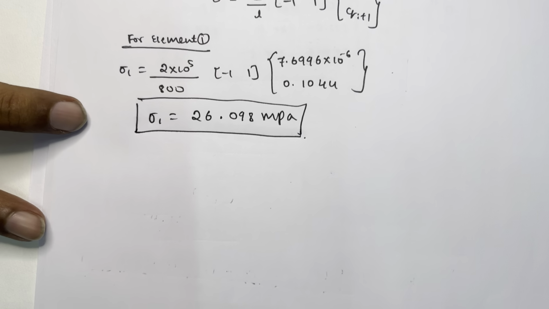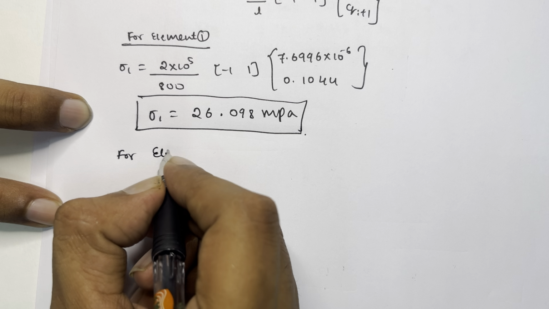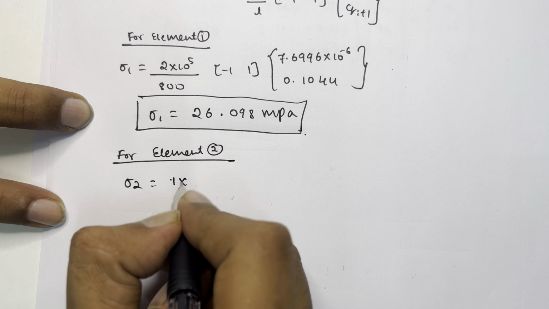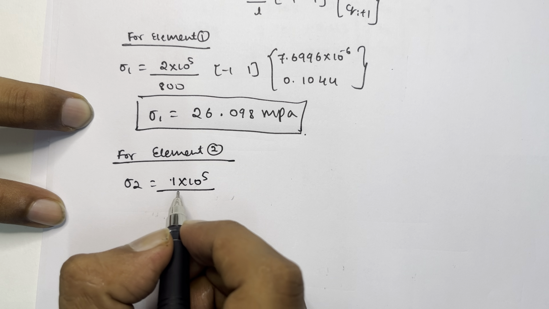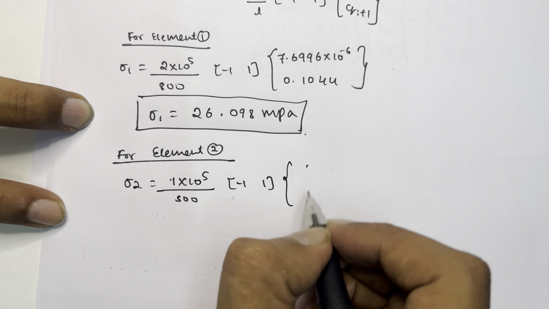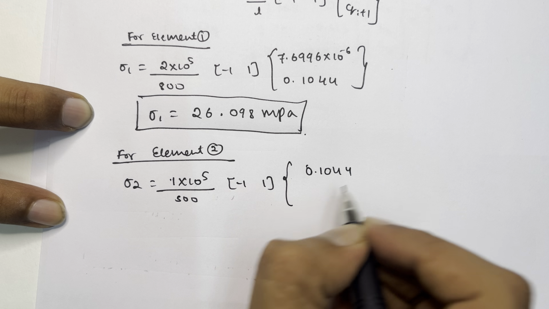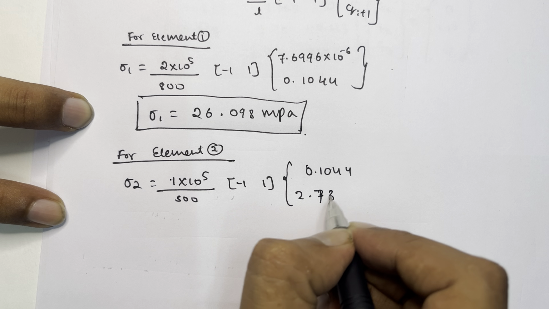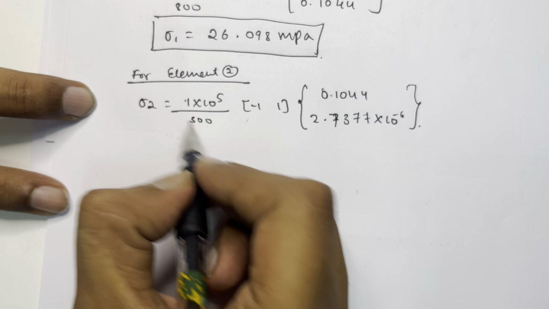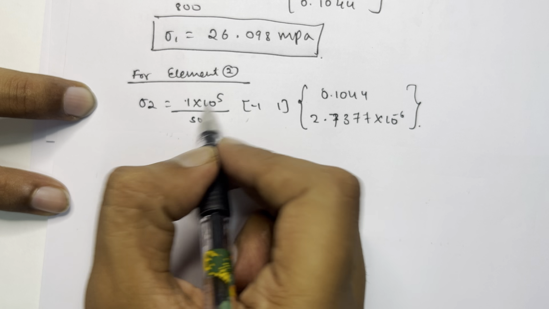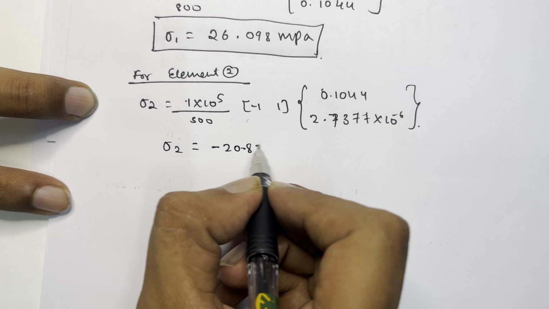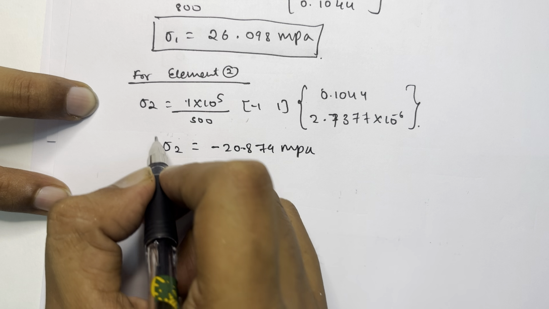Similarly for element 2, sigma 2, Young's modulus is 1 into 10 raised to 5 and length is 500, [minus 1, 1], q2 q3, we have to write 0.1044, 2.7377 into 10 raised to minus 6. Again this minus 1 into this, plus 1 into this. Sigma 2 is equal to minus 20.879 megapascal.